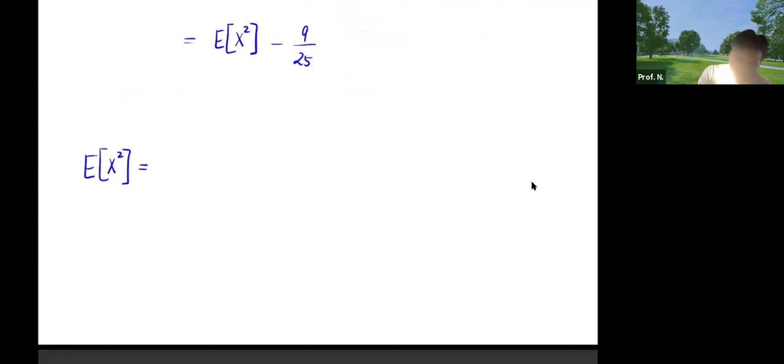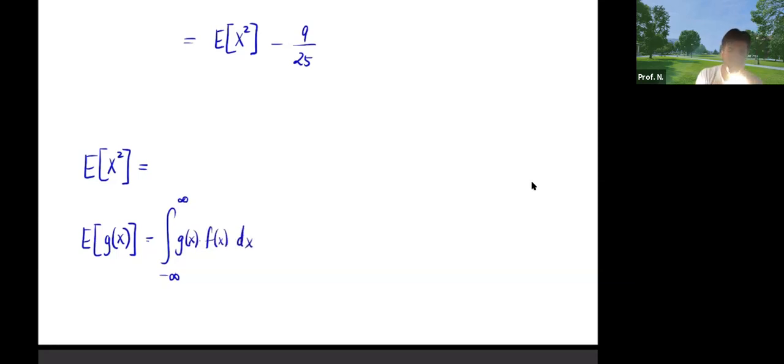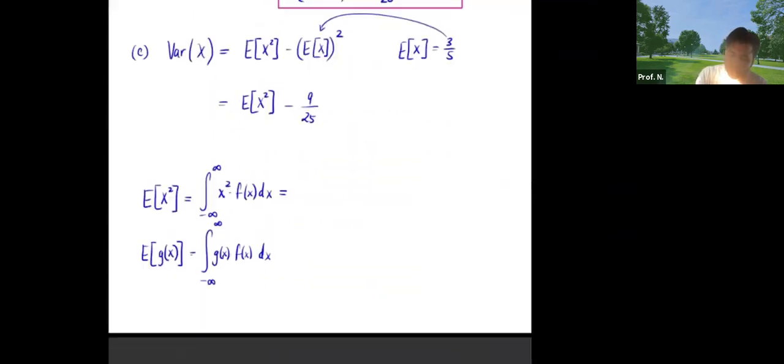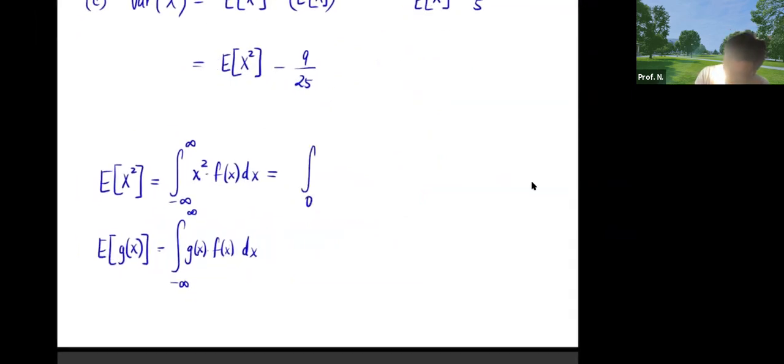So what is the idea? If you have the expected value of a function of a random variable, that's equal to the integral from negative infinity to infinity of g of x multiplied by f of x dx. In this case, my g of x is x squared. So this is going to be the integral from negative infinity to infinity of x squared times f of x. But what is f of x? F of x was 3/5 plus 6/5 x squared. So this is the integral from 0 to 1 of x squared times 3/5 plus 6/5 x squared dx.